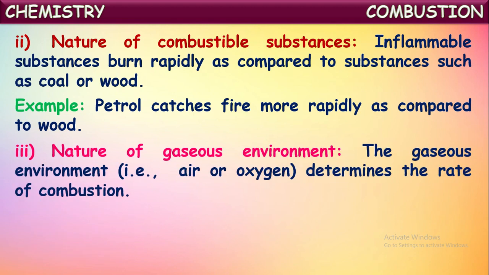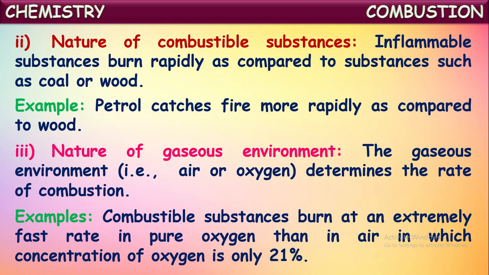Next one, nature of the gaseous environment. The gaseous environment determines the rate of combustion. Yes, if there is oxygen, then the combustion occurs faster. Let us take an example here. Combustible substances burn at an extremely fast rate in pure oxygen than in air, in which the concentration of oxygen is around 21% by volume.